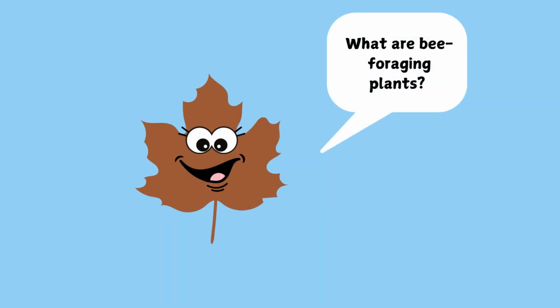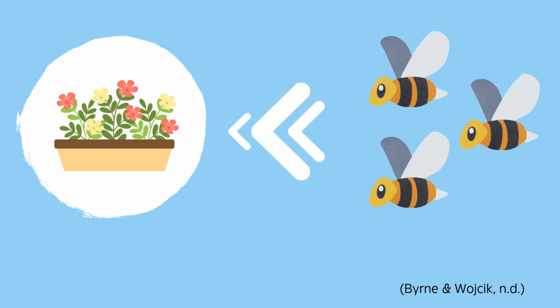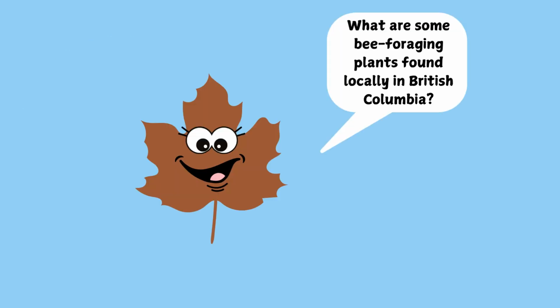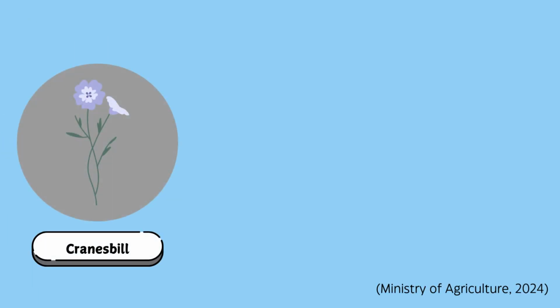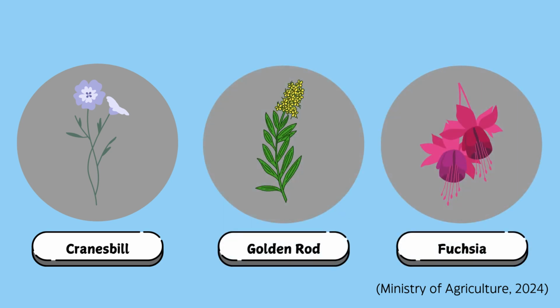Before I mentioned planting bee foraging plants, but do you know what bee foraging plants are? These are flowering plants that draw bees because they contain nectar and pollen, which are vital for bees to gather for nourishment. Can you think of some bee foraging plants found locally in British Columbia? Some examples include cranesbill, goldenrod, and fuchsia. However, there are so many more.